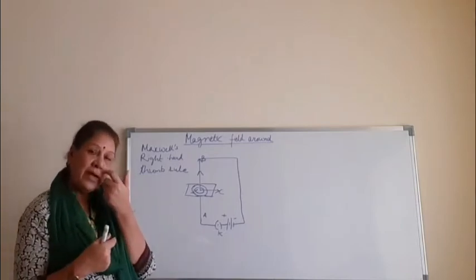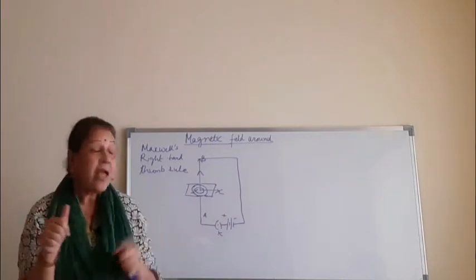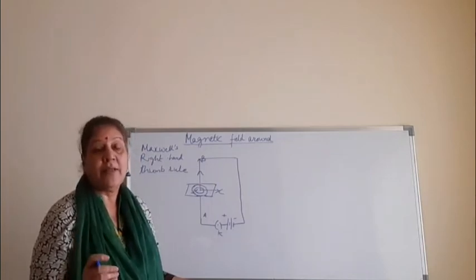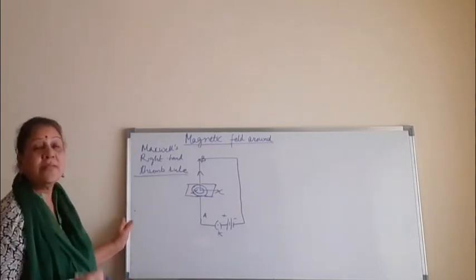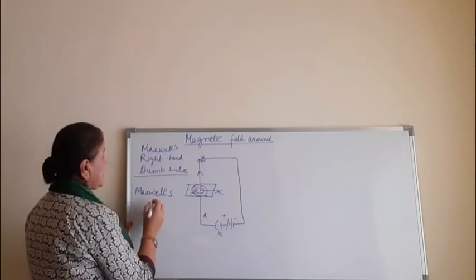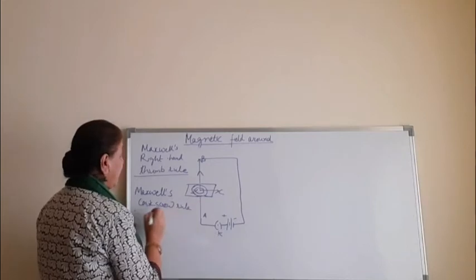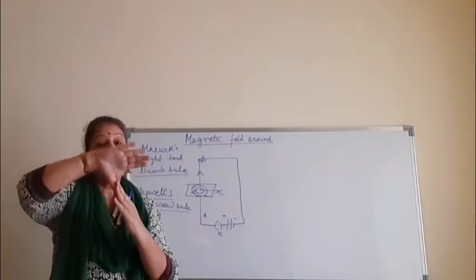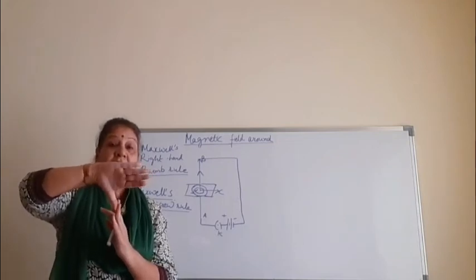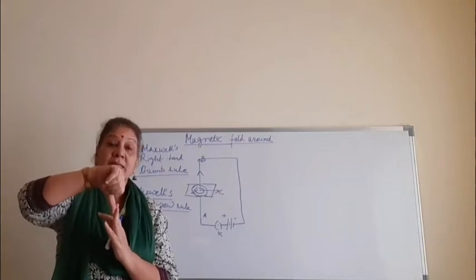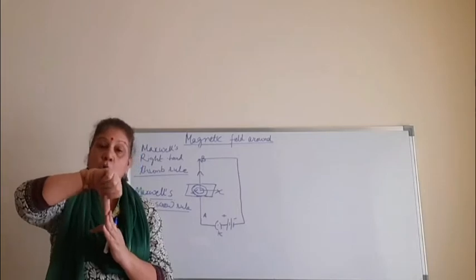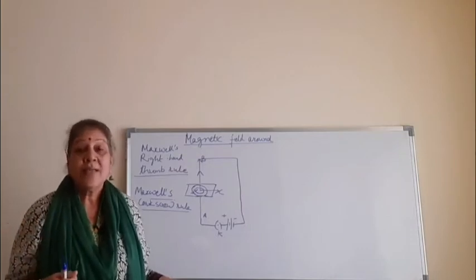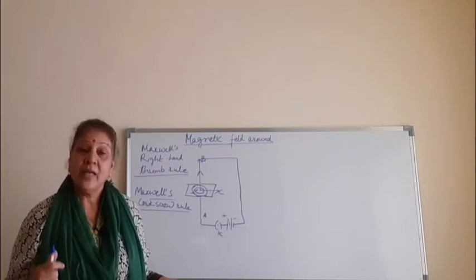The direction of the magnetic field lines is given by Maxwell's right hand thumb rule. When the current is moving upwards, we have seen that the magnetic field lines are in the anti-clockwise direction. This Maxwell's right hand thumb rule is also called Maxwell's corkscrew rule. You know the corkscrew, the equipment through which we open the cork of a bottle. If the corkscrew shows the direction of electric current, then the curled fingers show the direction of magnetic field lines. If you see this, this is in the clockwise direction. So now you know when the current is upwards, the magnetic field lines direction is anti-clockwise, and when the current is downwards, the direction is clockwise.